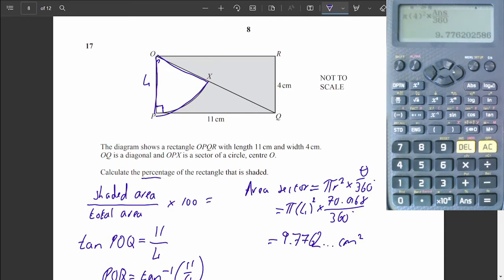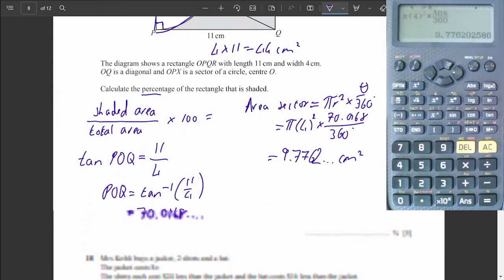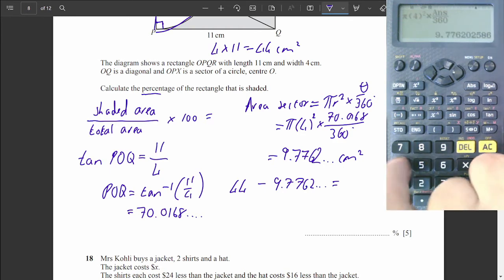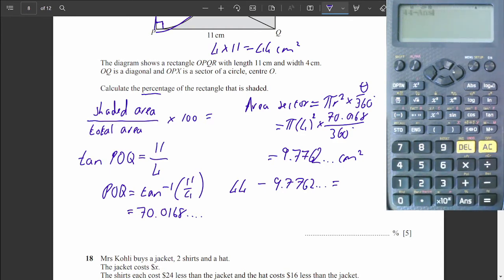So now, we can get the area of the whole rectangle. What is that? That will be 4 times 11, which gives us 44 centimeters squared. So let's just subtract that. So 44 minus 9.7762, etc. So we can just do 44 minus my previous answer, which gives us 34.2237, etc.